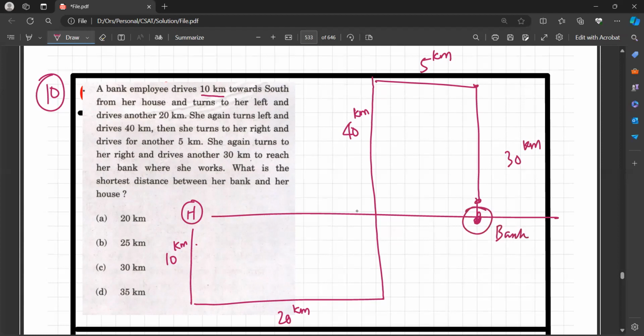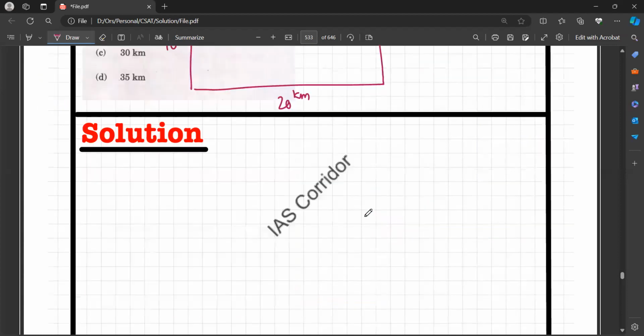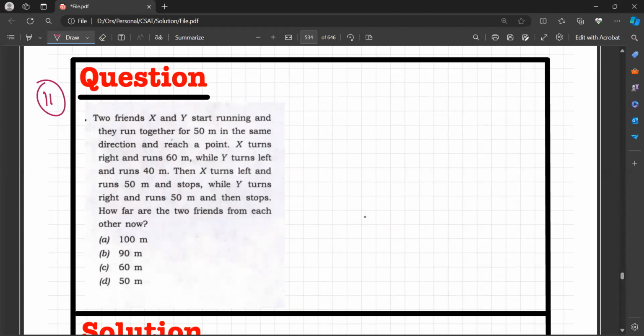What is the shortest distance between her bank and her house? House and bank, shortest distance. This will be 20, this will be 5, 25. So the answer will be 25 kilometers. Got it? Let us proceed to the next problem, that is question number 11.